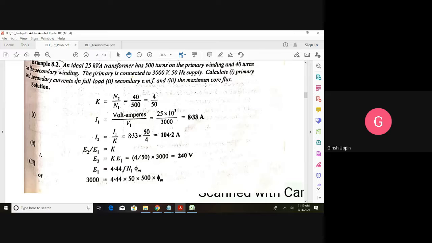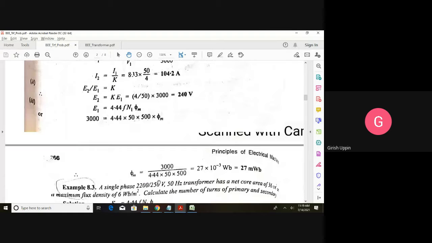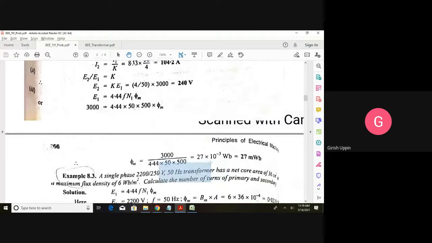Bm is not given, A is not given. But in this particular equation, we know most of the values. E1 is given, because V1 is equal to E1 is equal to 3000. F is given, number of turns on the primary is given, only unknown is phi m. So if you substitute all the values, then you can calculate phi m. So phi m comes as 27 into 10 raised to minus 3 Weber, or 27 milliweber.